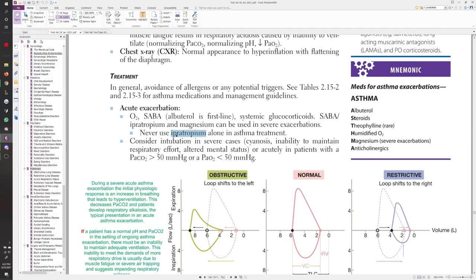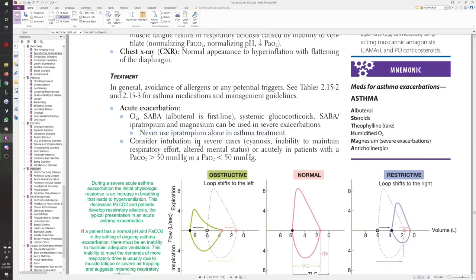Ipratropium had the mnemonic "I pray that Theo can breathe again," right? Because Theo was theotropium. There's another medication, and Theo is Spanish for uncle. So ipratropium and theotropium are both for asthma exacerbations, but you don't use them alone. You have to use it with something else. So clearly they've done a good job making sure they spent at least one line explaining, well, not really explaining, just telling you to never do it.